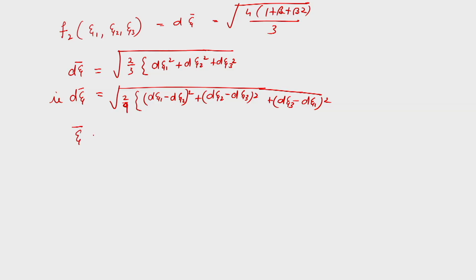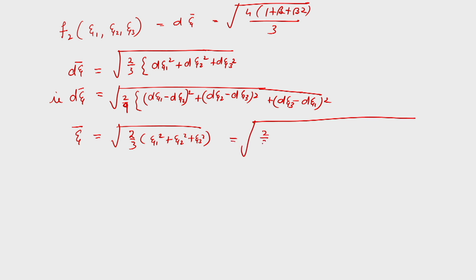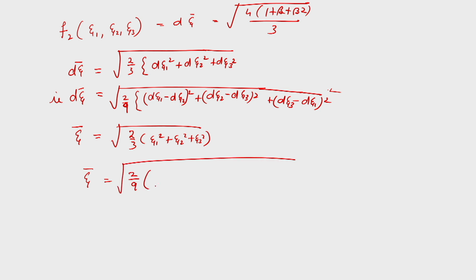So, when you integrate it, you get 2 by 3 into epsilon 1 square plus epsilon 2 square plus epsilon 3 square, which is equal to 2 by 9 into epsilon 1 minus epsilon 2 square plus epsilon 2 minus epsilon 3 square plus epsilon 3 minus epsilon 1 square. We will get it in that form.